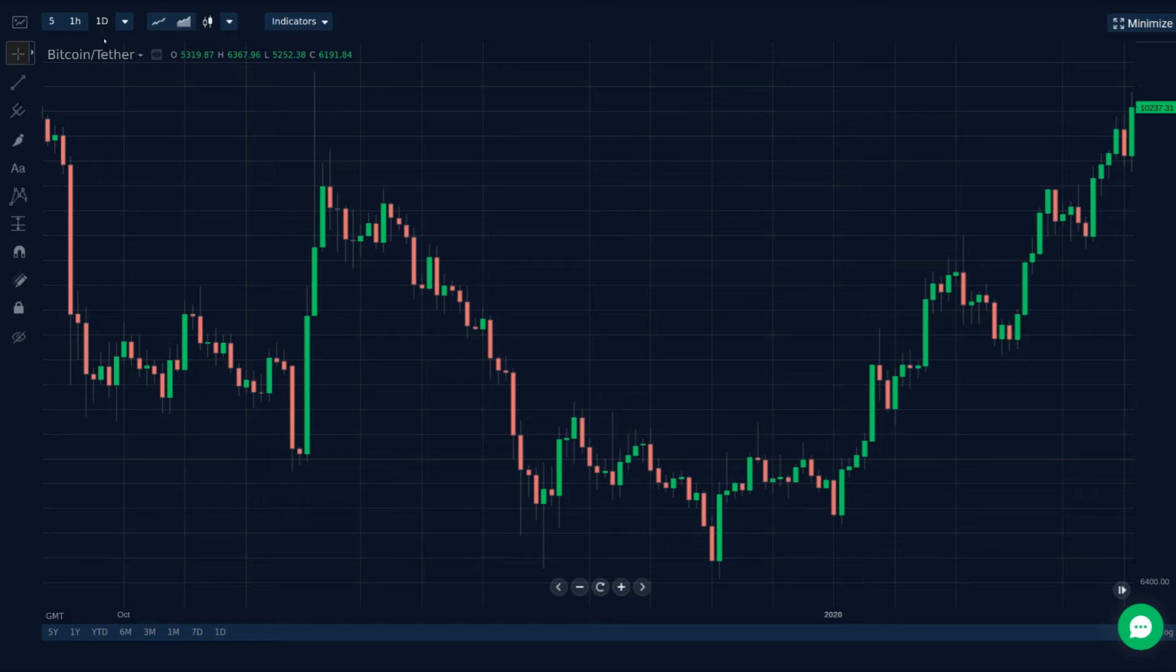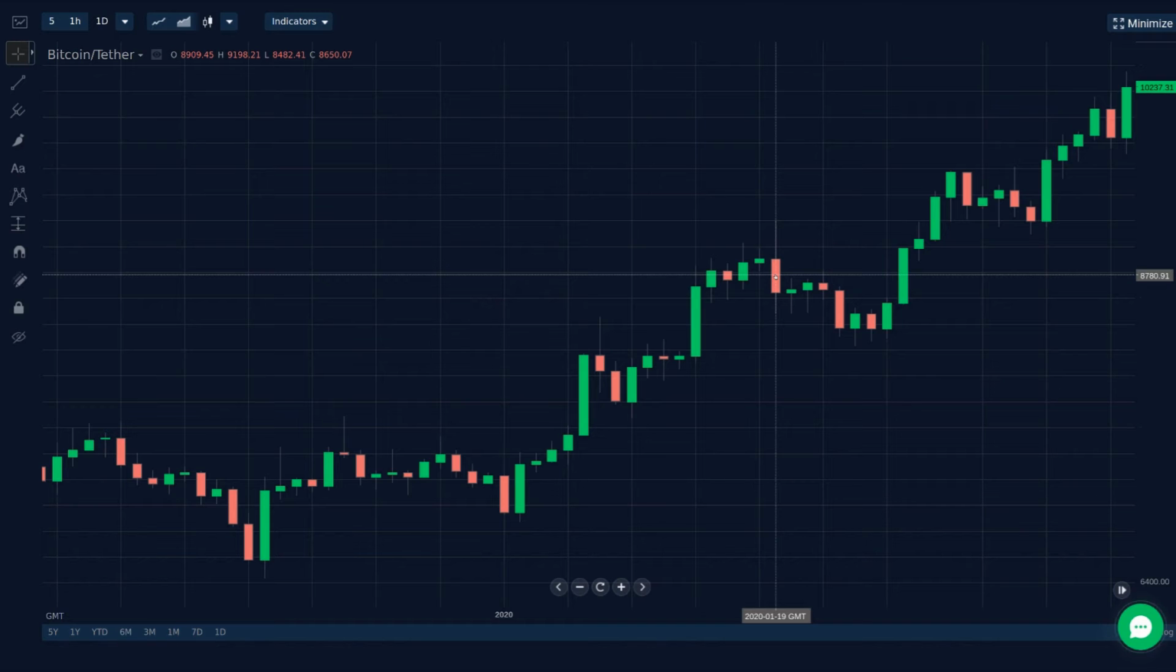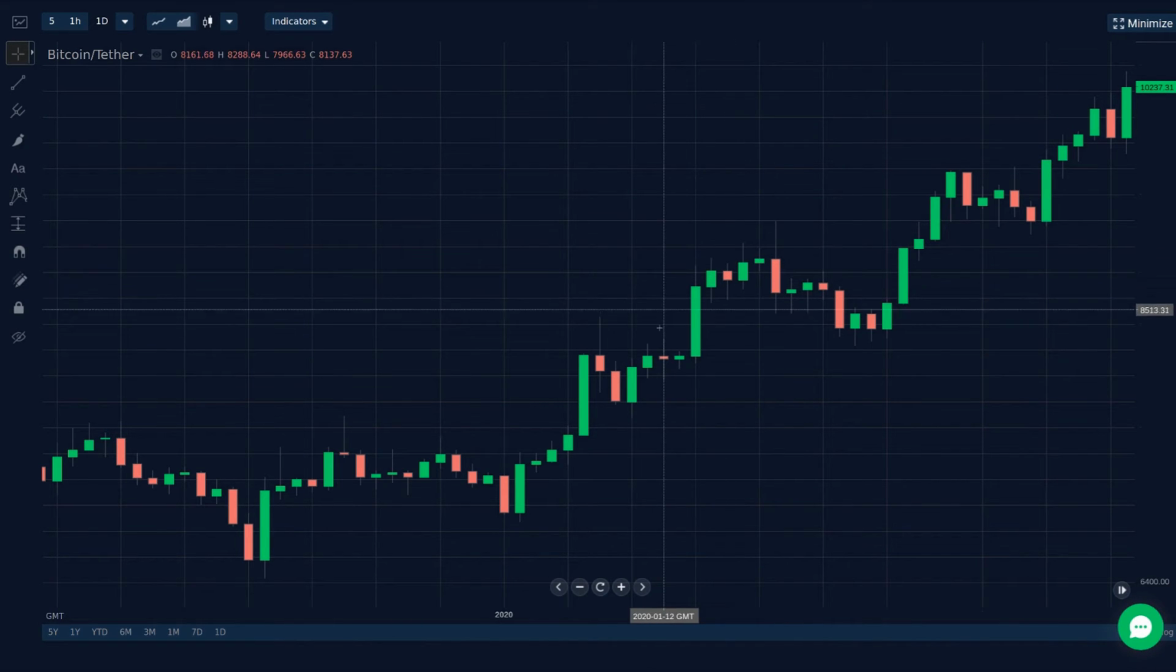Now, the body of each candle represents the opening and closing price during that time period. For a green candle, the bottom is the open and the top is the close, and for a red candle, it's just the opposite. Also note the little lines or wicks coming out of each candle. This represents the high and low for that time period. These numbers can be checked easily at the top next to the OHLC, or open, high, low, and close.